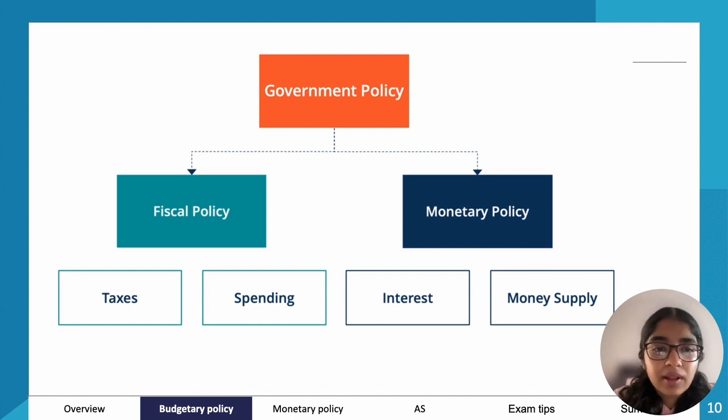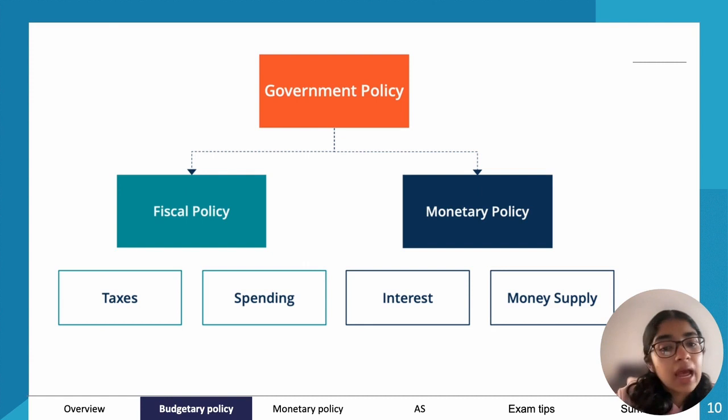Okay, so government policy. You've got fiscal policy, you've got monetary policy. Another word for fiscal policy is budgetary policy. Budgetary policy is all about taxes and spending. It's about how much tax the government collects, and then as opposed to that, how much they spend and how they spend those receipts.